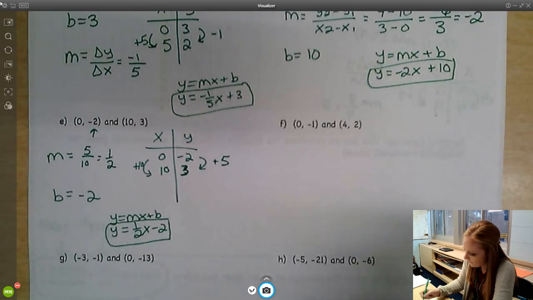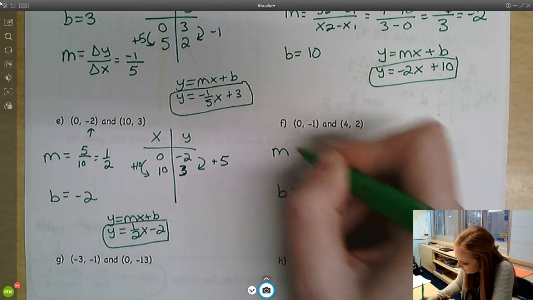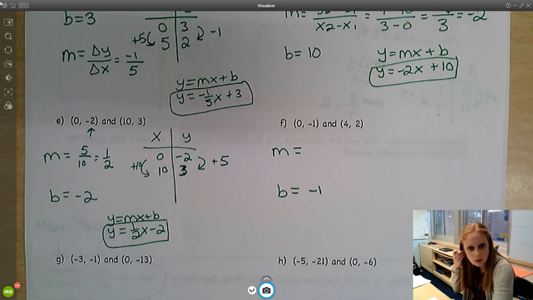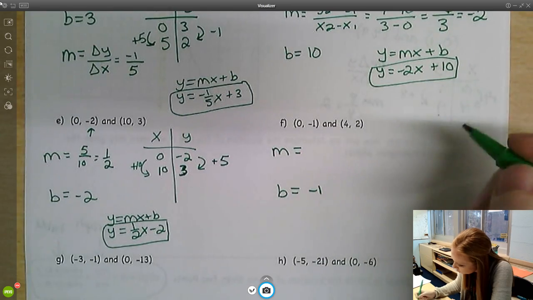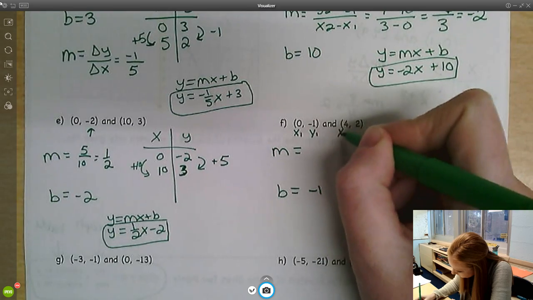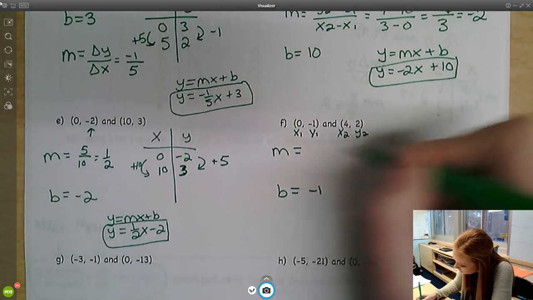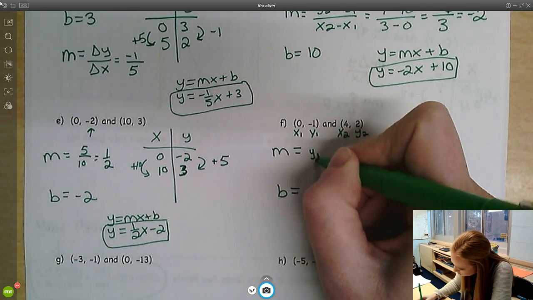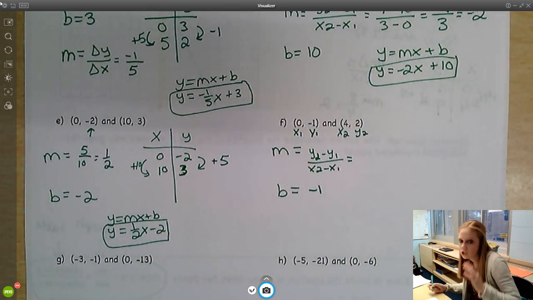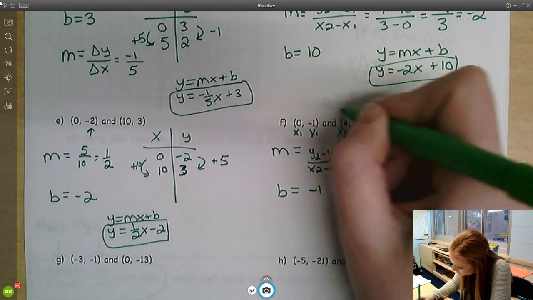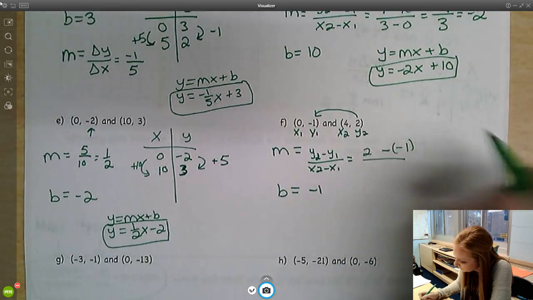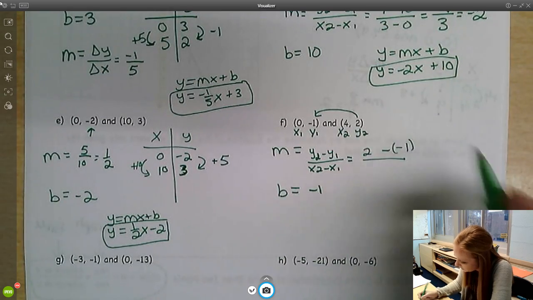All right, F. Slope and y-intercept. Our y-intercept is negative 1 because the y-coordinate is negative 1 when the x is 0. To find our slope, let's use the formula. This is x1, this is y1, this is x2, and this is y2. Our formula is y2 minus y1 over x2 minus x1. Change in y over change in x. It's the same thing. 2 minus a negative 1. Be careful with the negatives. The back one minus the front one.